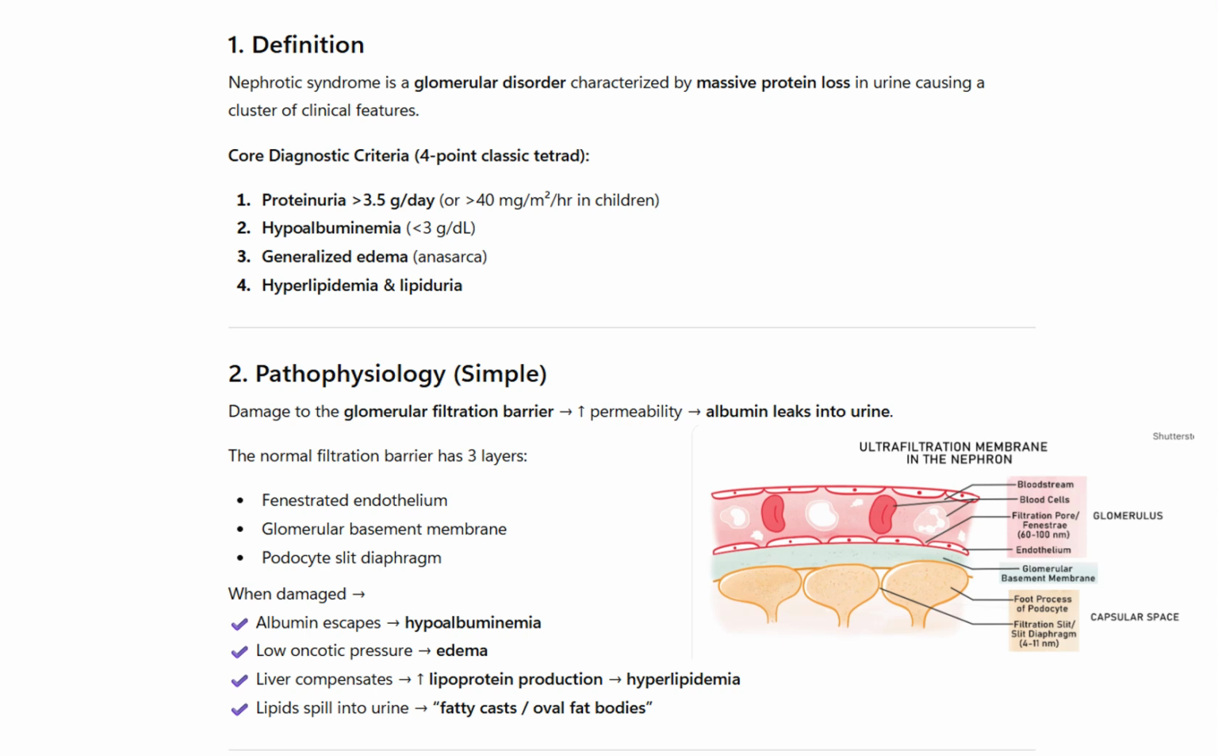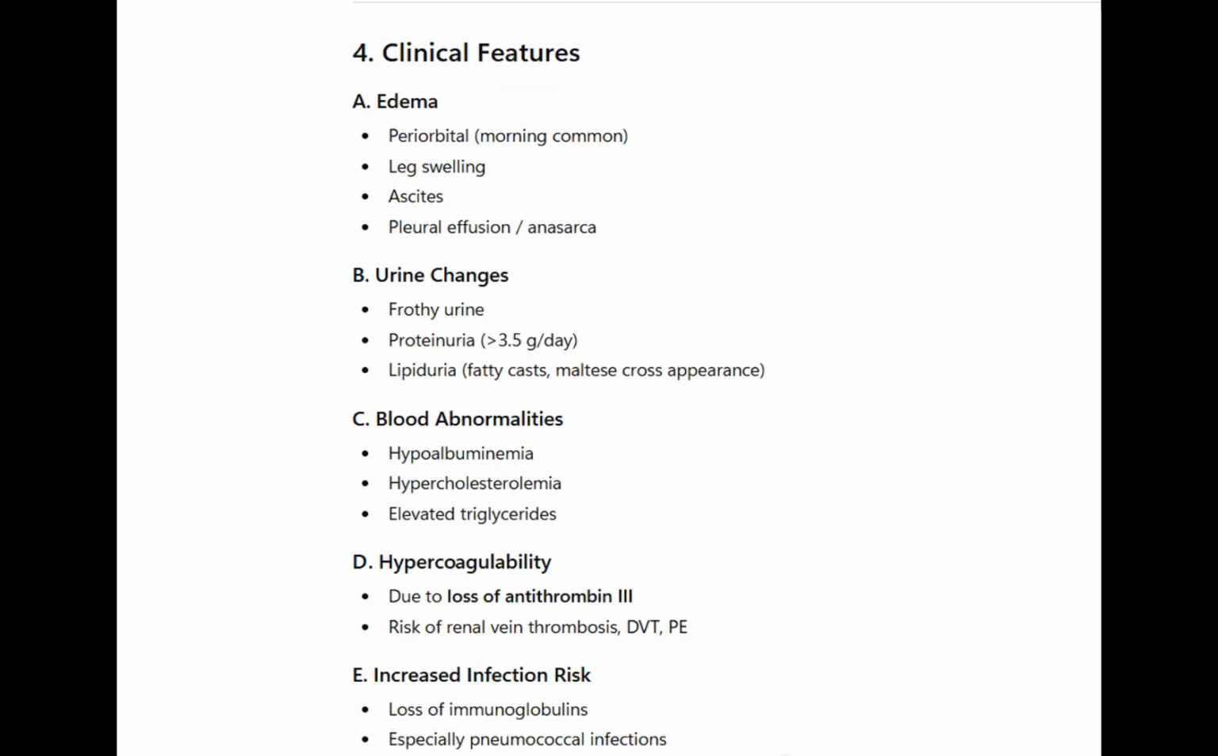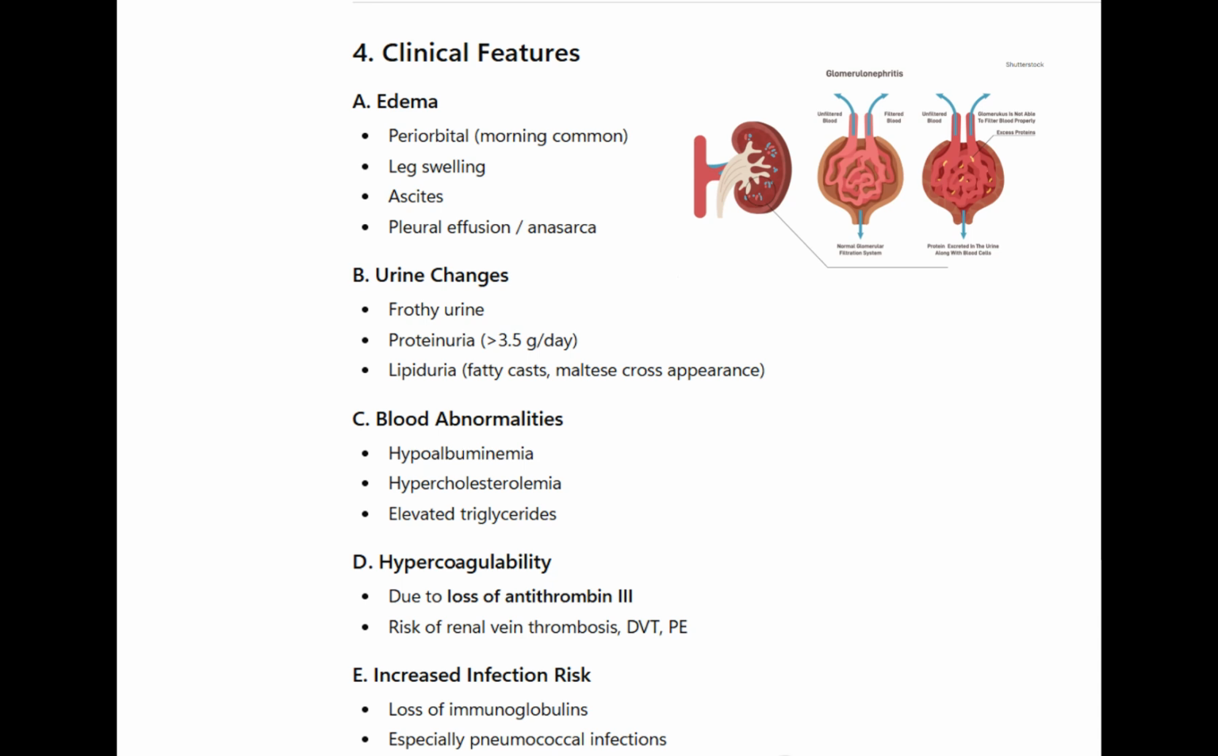The liver senses the low oncotic pressure and compensates by increasing lipoprotein synthesis, resulting in hypercholesterolemia and hypertriglyceridemia. These lipids spill into the urine, forming fatty casts and oval fat bodies, a hallmark of nephrotic urine. The clinical presentation begins with edema, which is a hallmark of nephrotic syndrome.